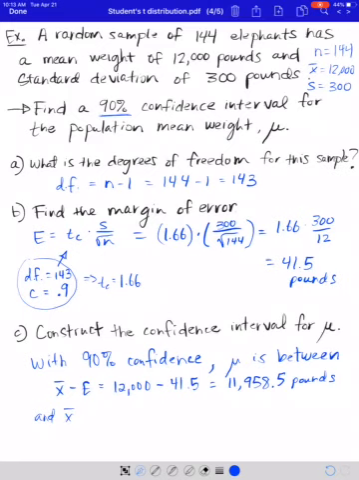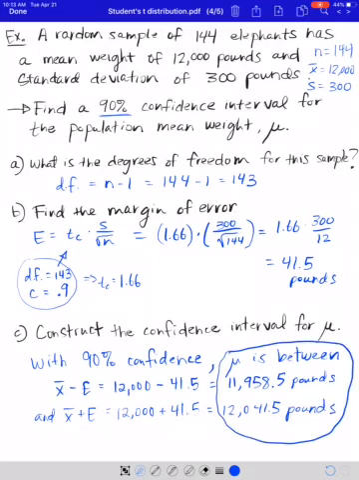And our upper end is going to be x bar plus E. So 12,000 plus 41.5, which comes out to 12,041.5 pounds. Right. So mu is between these two values.